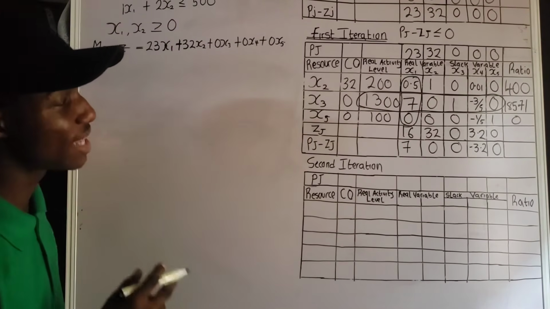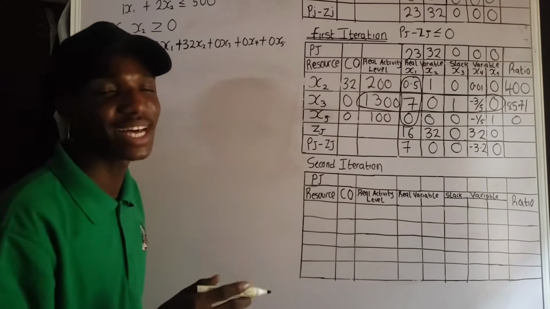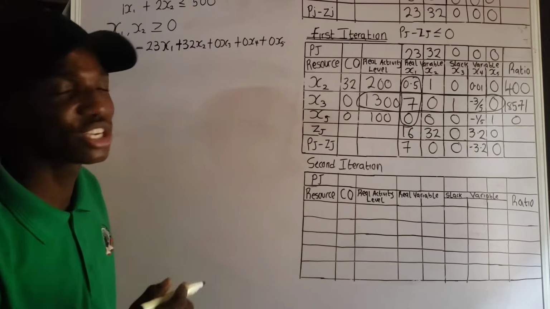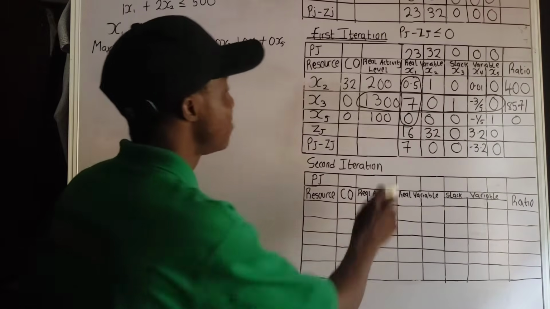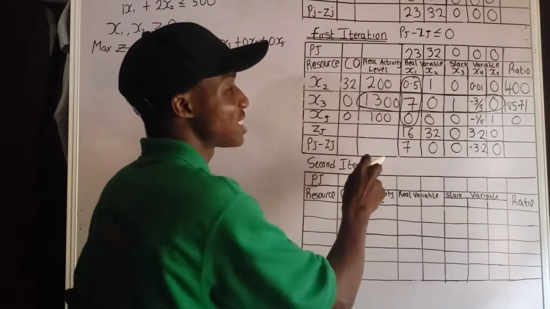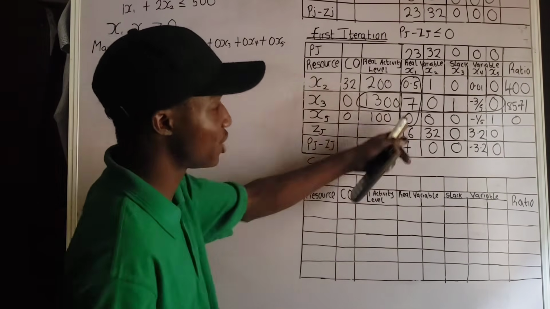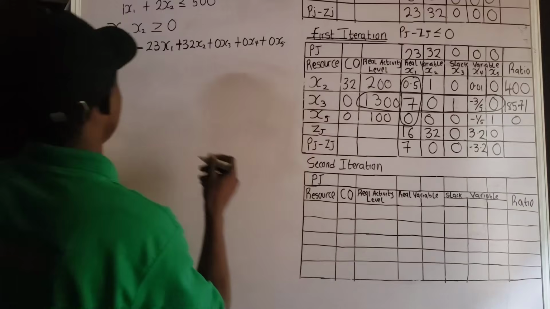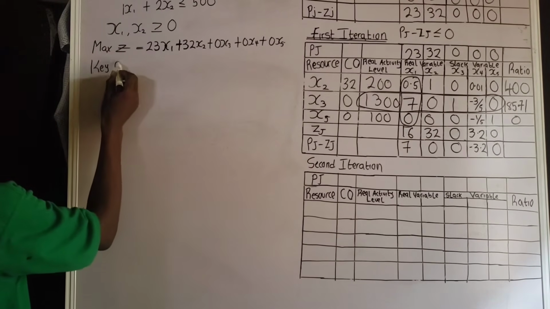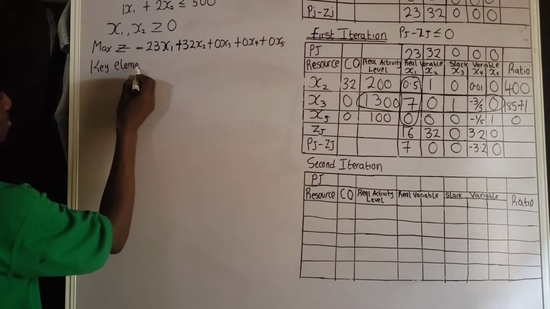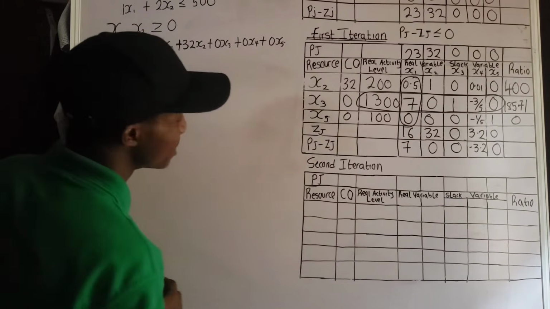The next thing is to get the key element. From the previous calculation, I told you that the element that intercepts both the key row and the key column is known as what? Yeah, it is the key element. So the key element in this place is 7, because 7 is the number that intercepts both the key column and the key row. So let me put it here. The key element is what? 7. Okay, now let us proceed with our calculation.